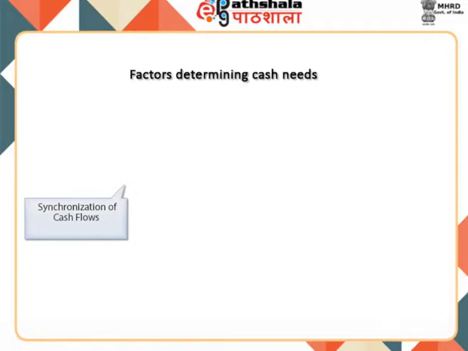Synchronization can be achieved by preparing a cash budget which will determine the time period when the firm has excess or shortage of cash. Second, short cost. In case there is a cash shortage, the firm may have to bear the burden of extra cost occurring due to the shortfall. Such costs include borrowing cost, transaction cost, loss of cash discounts, penalty cost, etc.